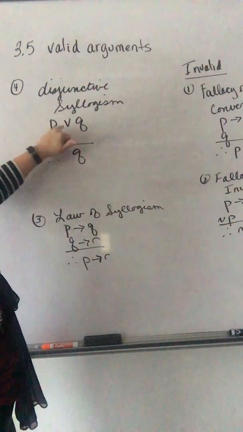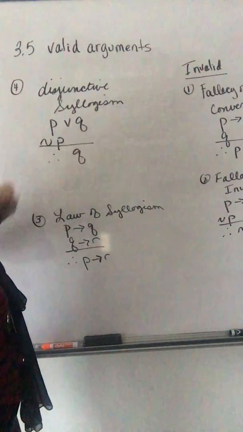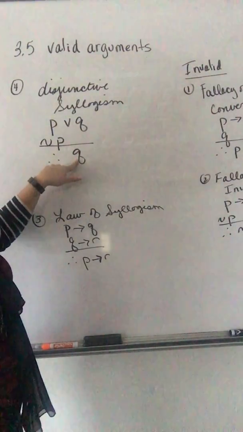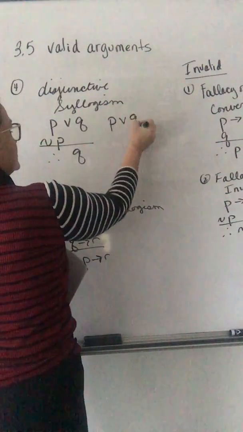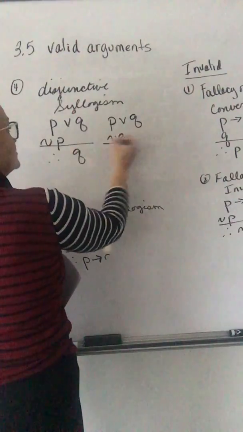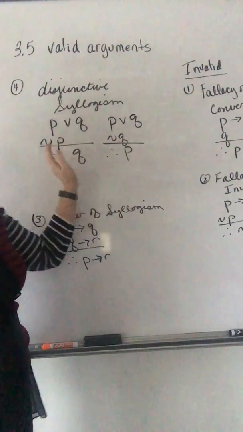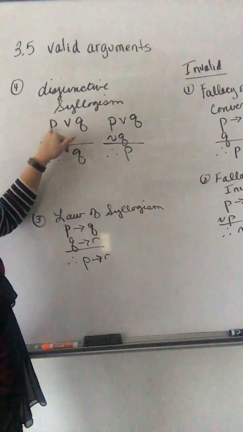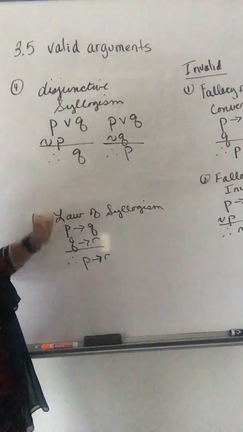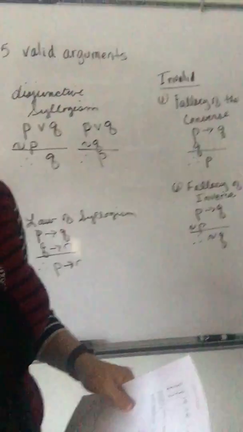So if we have a P or Q statement, and then it wasn't P, not P, therefore it makes sense it must have been Q. And again, this could also work if we said P or Q, and it wasn't Q, therefore it must have been P. So that's an equal form of saying that. It's just saying it could be either one of those. So if it wasn't this one, therefore it must have been the other one. All right, those are the valid arguments on our official list.